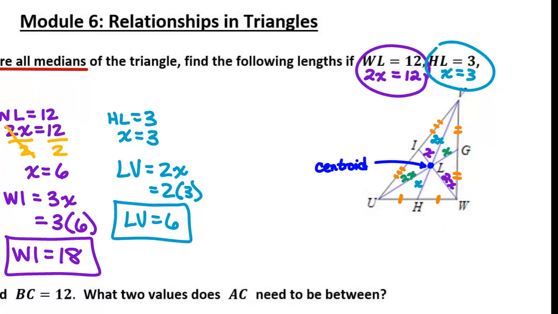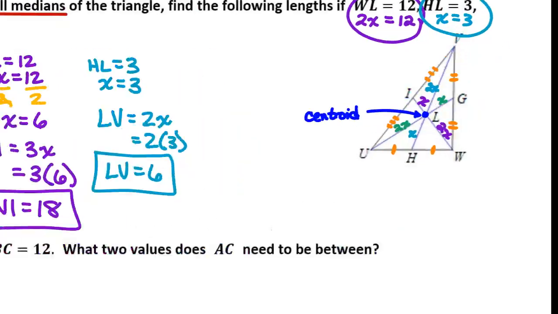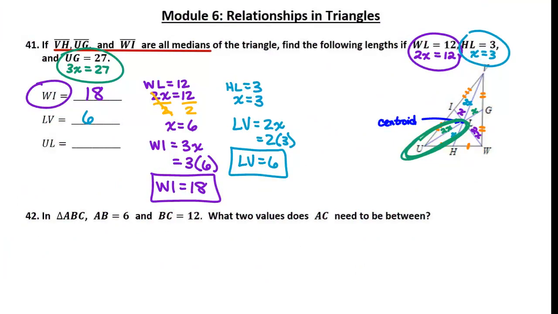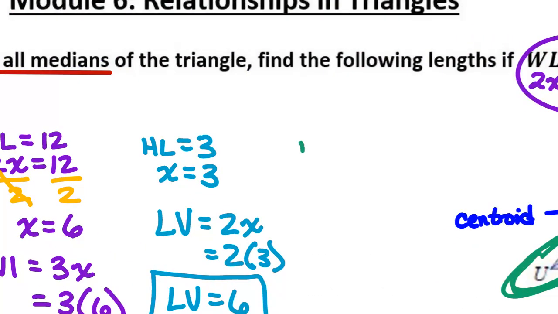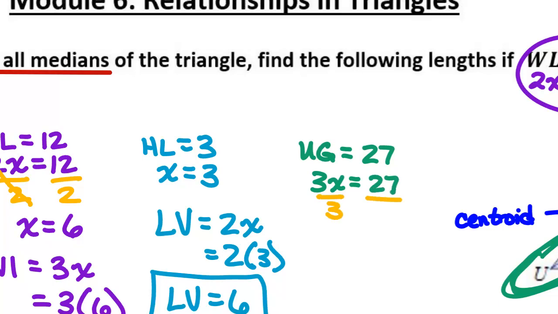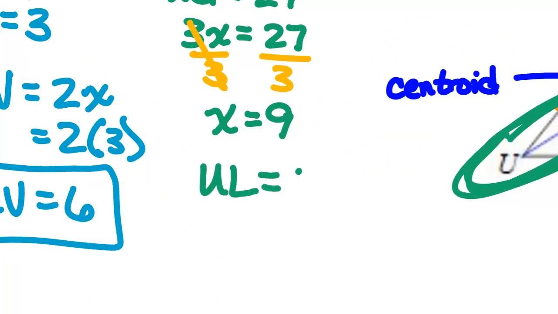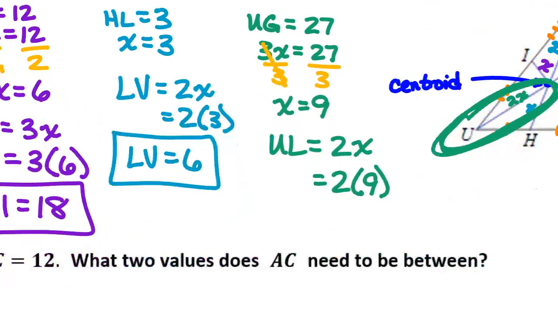And then UL. They want me to find UL, which is this bit right here. They told me that UG was 27, which is that whole median. That is a 3X, so 3X equals 27. Divide both sides by 3, I get that X is 9. And this piece that they've asked me to find, UL, is marked in the picture as a 2X. So 2 times 9, which is 18, yes.